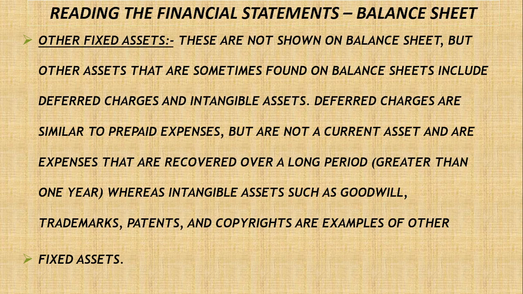Other fixed assets. These are not always shown on the balance sheet, but other assets that are sometimes found on balance sheets include deferred charges and intangible assets. Deferred charges are similar to prepaid expenses but are not current assets and are expenses that are recovered over a longer period, greater than 1 year, of course. Intangible assets such as goodwill, trademarks, patents, and copyrights are examples of fixed assets.